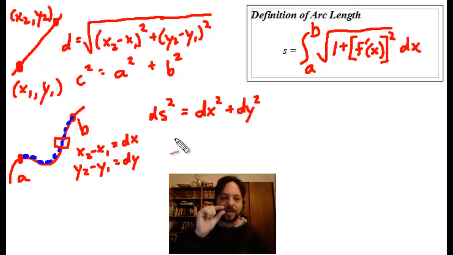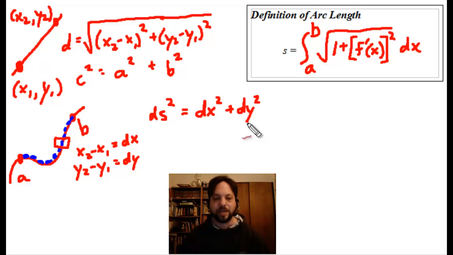Problem is that only applies for that one little bitty line segment. So let me play around with this a little bit. If I divide this entire equation by dx squared, what I'll end up with is ds squared over dx squared.